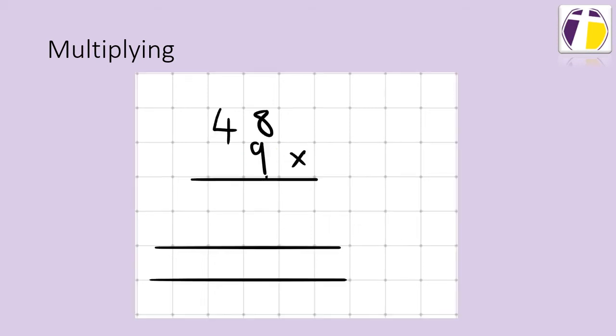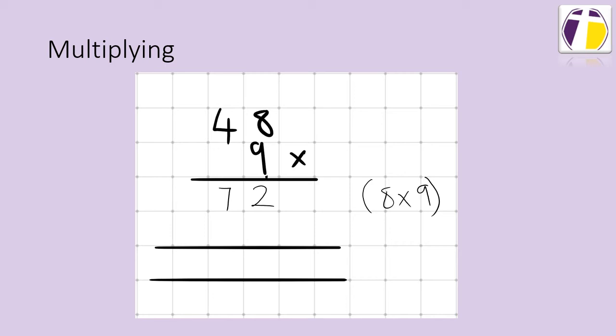My second calculation here is 48 times 9. This time I'm going to be focusing on the 9 times table, making sure that I answer each of the questions and then do my addition at the end. So my first multiplication is 8 times 9. Now 8 times 9 is 72. So I'm going to place the 7 tens in the tens column and the 2 ones in the ones column.